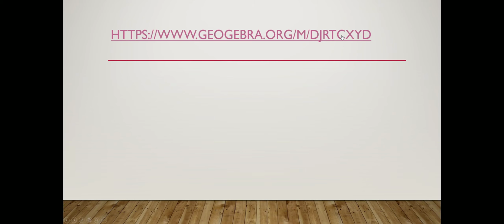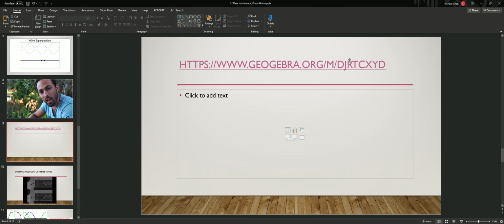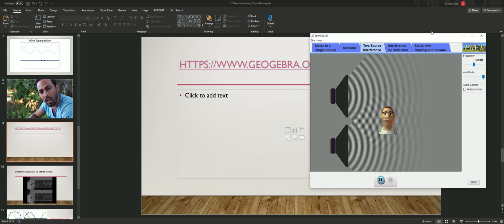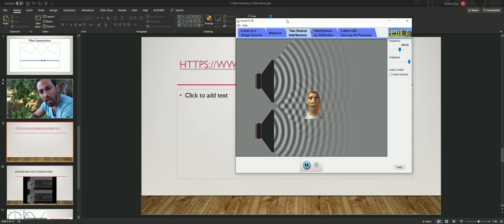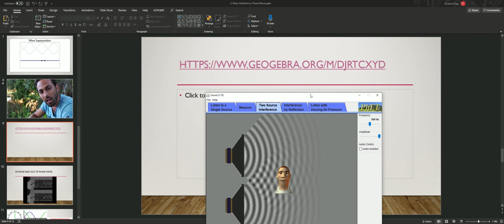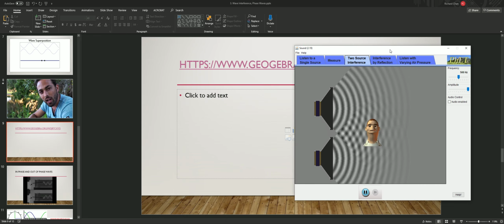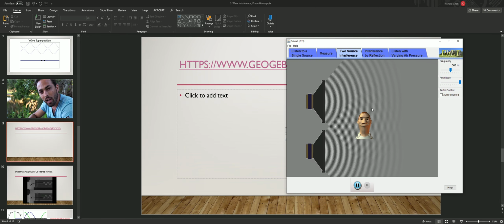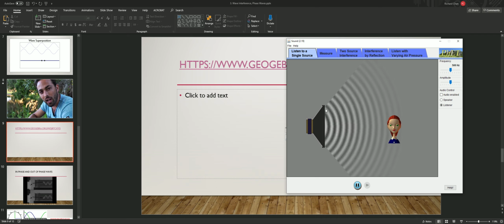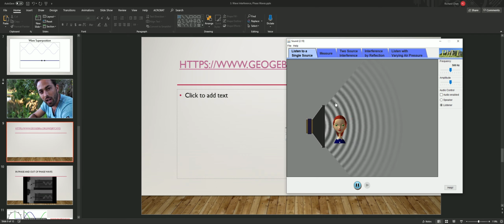This website right here is an example of something you can use to look at waves. It's not this right here. This is something else. But it's another simulation that you can play with. Let's see. Listening to single source, sure. So this is a single sound wave, and we talked about water waves before, but this is going to be a sound wave.